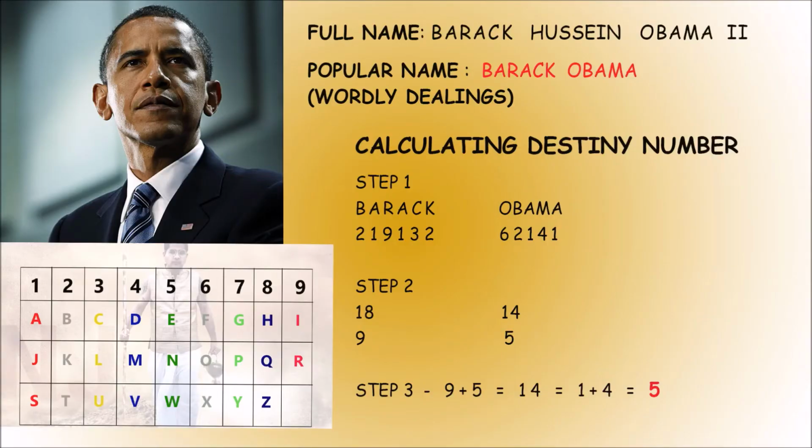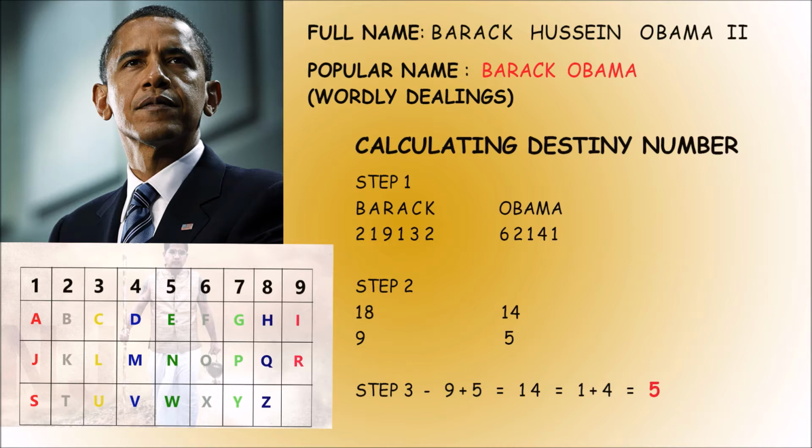That is very simple. As you can see on this reference chart on your screen, the example we are going to discuss today is none other than Barack Obama. So first we will take his case. His full name is Barack Hussein Obama II.